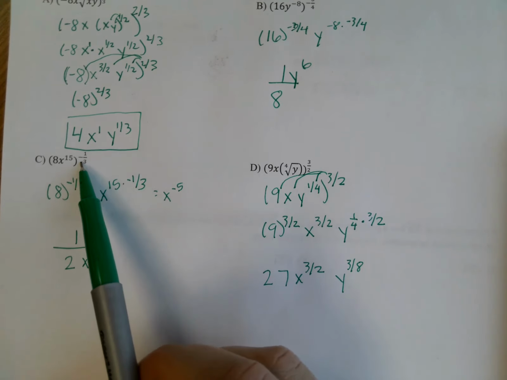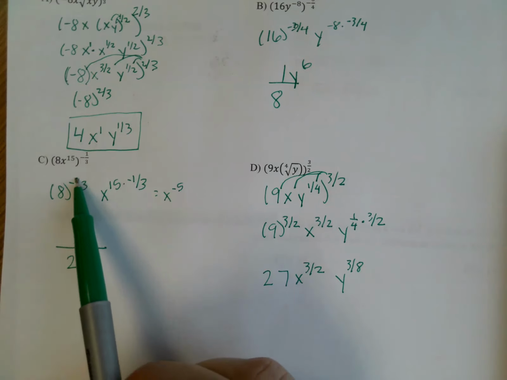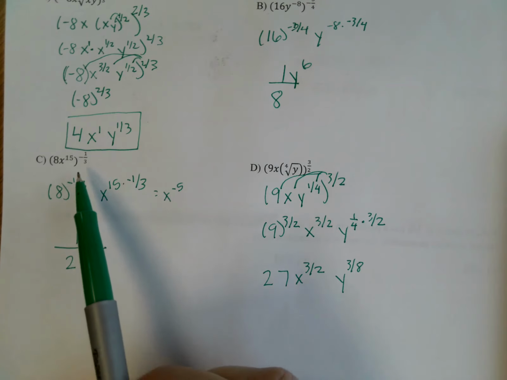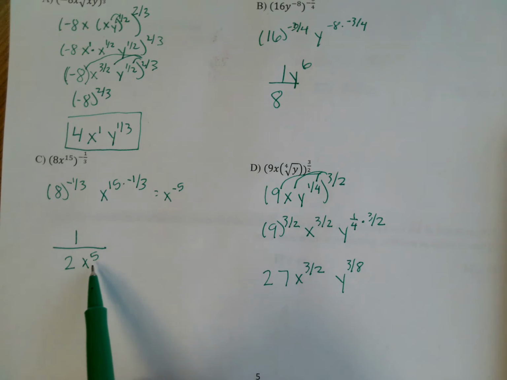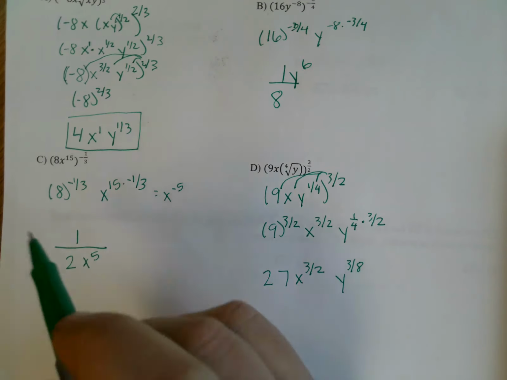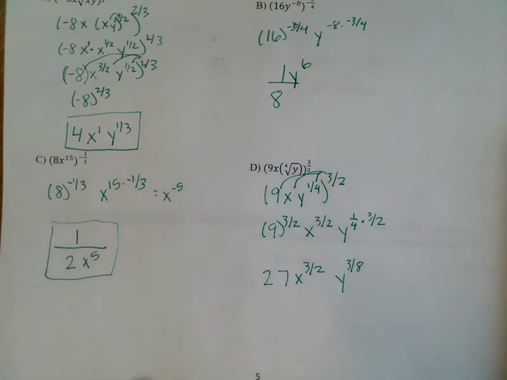So this first one, you bring the negative 1/3 here. If you put that in your calculator, that's 1/2. Here you multiply 15 times negative 1/3. That gives you a negative 5. Because this is negative, you put that on the bottom of the fraction. So this is my answer for C.